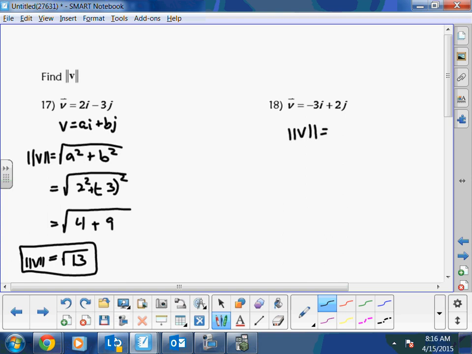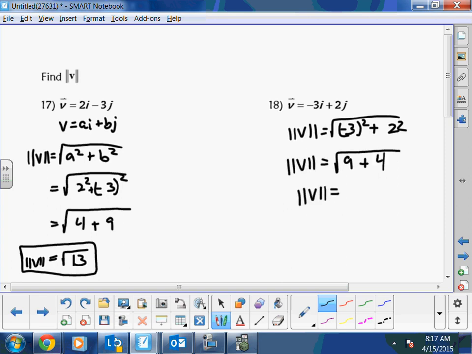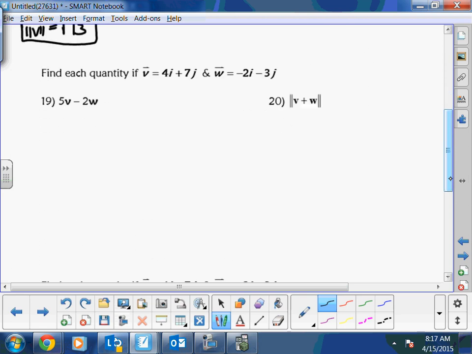The magnitude of the vector is the square root of a squared, negative 3 squared, plus 2 squared, which in this case is going to come out being 9 plus 4. And I think what they're trying to get you to realize is that both of these have the same magnitude. They might be in different directions. Actually, if you plot them, they'll be in different directions. But in any case, same magnitude. Now let's go ahead and do the next one.